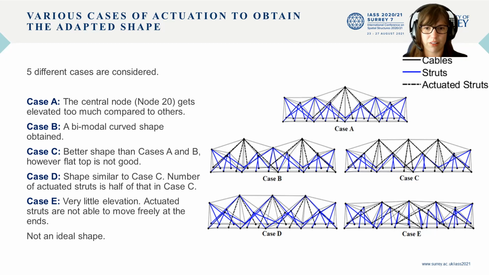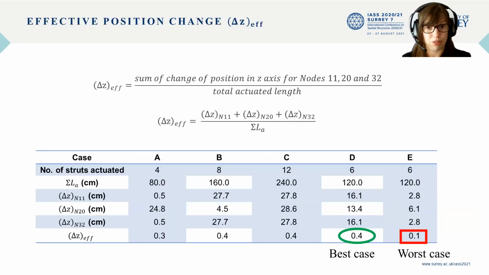Cases D and E are more energy conscious cases. We actuate half the number of struts, or we look at less actuation overall, so there's less height. We're first going to evaluate the options based on effective position change, which is the sum of the change of position in the z-axis for nodes 11, 20, and 32 over the total actuated length. We see that case D is the best case scenario, so we have the most change, and case E is the worst case scenario, with the least amount of change. I'll go over why case B and C, even though they have the same value here, don't make the cut later on.